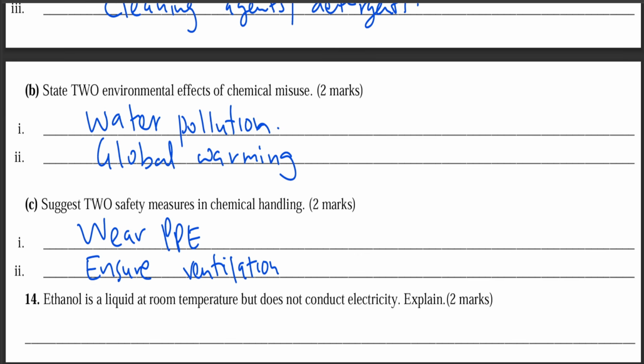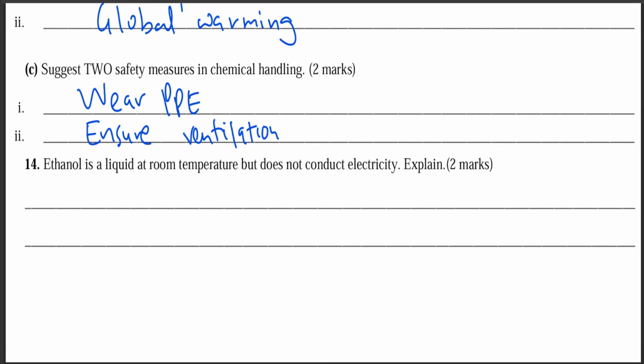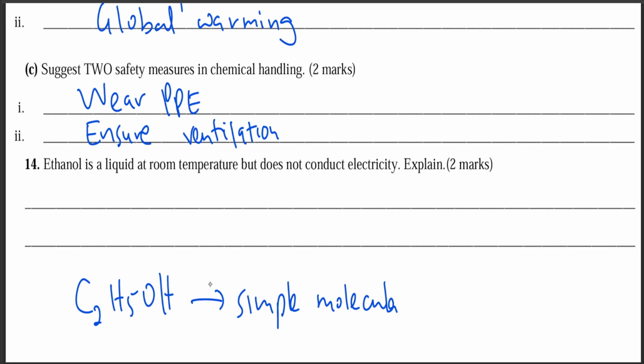The last question is question 14. Ethanol is liquid at room temperature but does not conduct electricity. Explain. Now ethanol, which is C2H5OH, has a simple molecular structure, and simple molecular structures do not have localized electrons. Does not have localized electrons, and therefore does not conduct electricity because it lacks free ions or localized electrons. So ethanol is a molecular compound, or has a simple molecular structure.